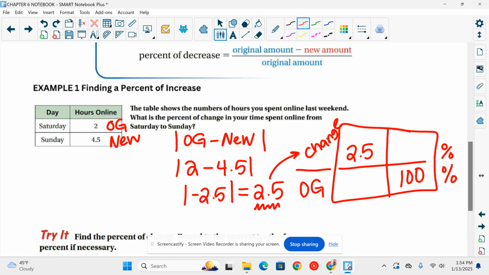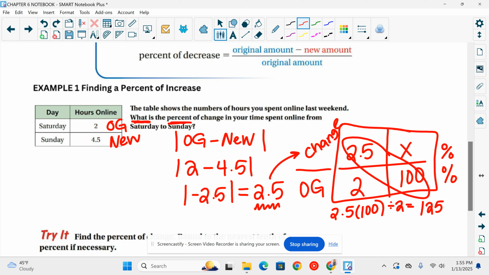Well, we've already labeled it over here, so it should be really easy to find. The original was 2. So now I just have to find the percent. That's the missing part because it said what percent. So I'm going to cross multiply 2.5 times 100, which gives me 250, and then I'm going to divide it by 2, which gives me 125. But because I'm in the percent box, what do I need to add? Percent sign. And that's all we do. Okay?